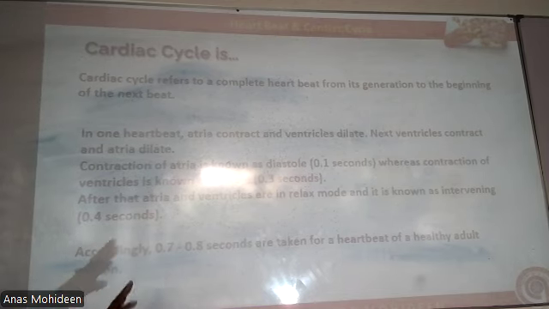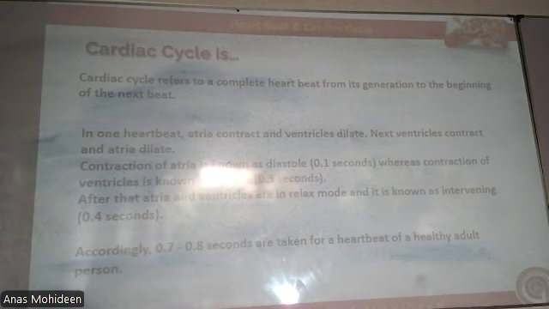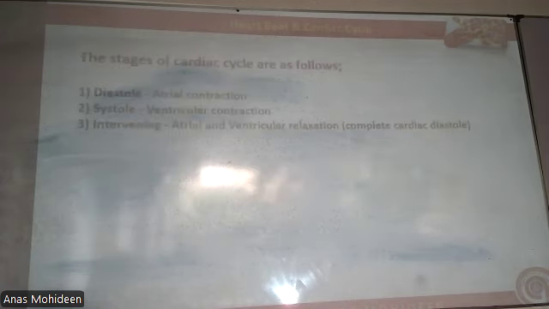So the timing and all given here, you have to write them, okay? Stages. What are the three stages? Let's write them. Diastole, atrial contraction; systole, ventricular contraction; intervening atrial and ventricular relaxation.